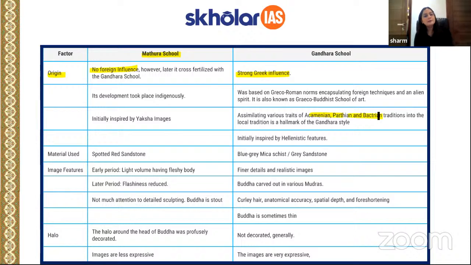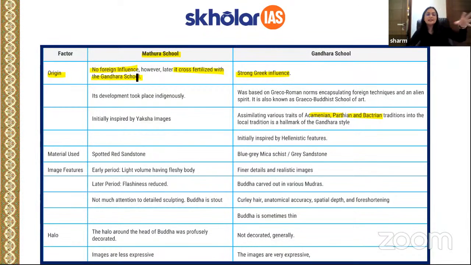Now, students, herein it will be important to note that after some point of time, when I was talking about the imagery of Buddha with respect to Mathura school, I had told you how initially it was more plumpy, but later on the fleshiness was reduced. And it is because of this that after some point of time, the Mathura school of art also cross-fertilized with the Gandhara school or the depiction of Buddha.